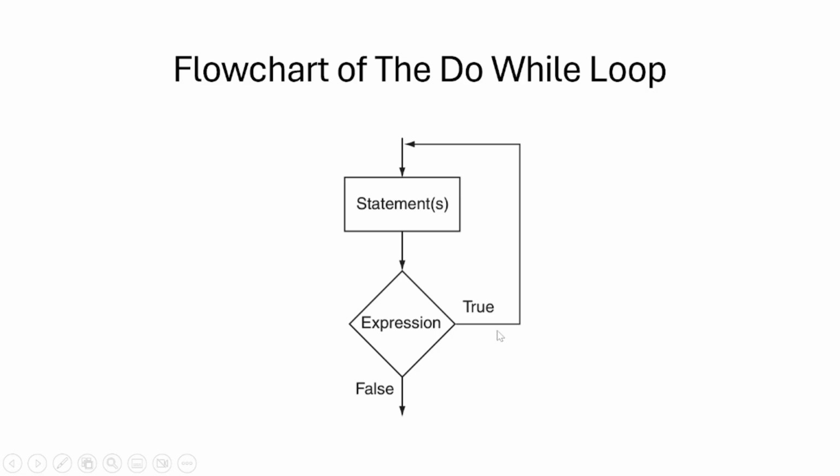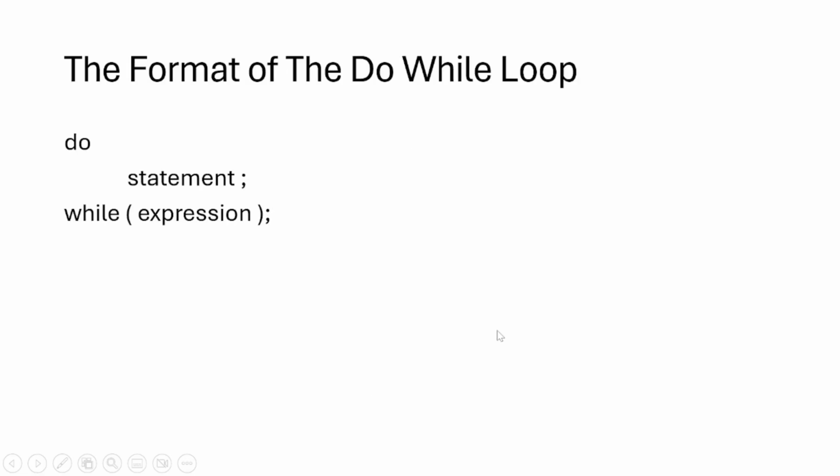This will be a very basic structure or format for the do while loop. You have your do, and remember from our previous lesson on the while loop, if you have only one statement inside your loop, you can choose to omit the curly braces. So this will just be a statement. You can just write one and choose not to bring the curly braces. Then you have your while expression. Make sure to end with a semicolon.